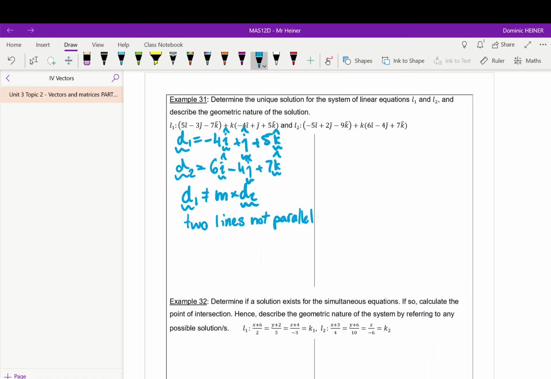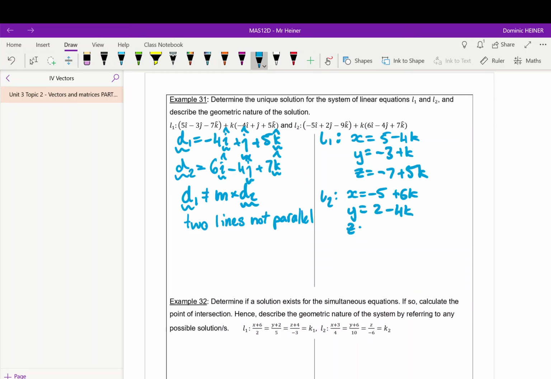So converting these equations to parametric, we get the following. For L1, our parameter is k, so L1: x would equal 5 take 4k. Y would equal negative 3 plus k. And z would equal negative 7 plus 5k. So all I've done there is break these into the i, j, and k components, where x is the i, y is the j, and z is the k components. So then for L2, we would have x equals negative 5 plus 6k, y equals 2 minus 4k, and z equals negative 9 plus 7k.